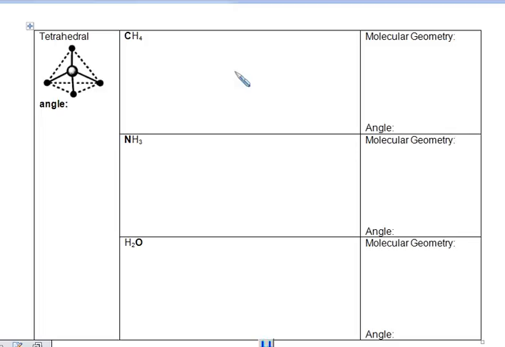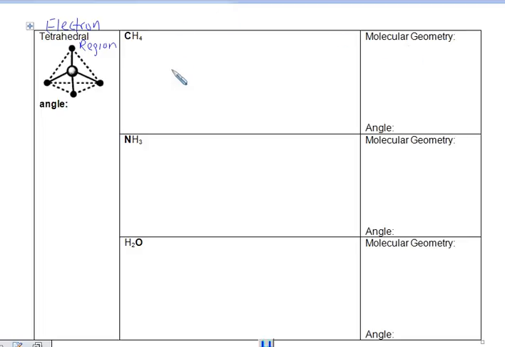Second page, or part 2 of the VSEPR notes, and now we're going to look at what happens if we have 4 electron regions around a central atom. So again, this is the electron region geometry here. So we have electron region. And then the other column over here is the molecular geometry.